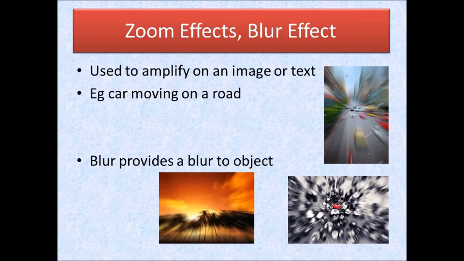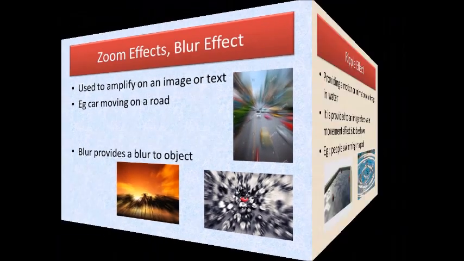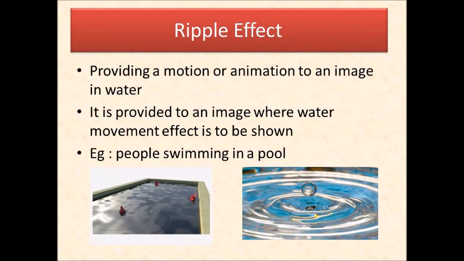A blur effect is used to blur an object. There you can see the sunset is blurred. And zoom and blur effect is combinedly used in the next picture that you see on the screen. A ripple effect means providing a motion or animation to an image in water. Ripple effect is provided to an image where water movement effect is to be shown. For example, people swimming in a pool.